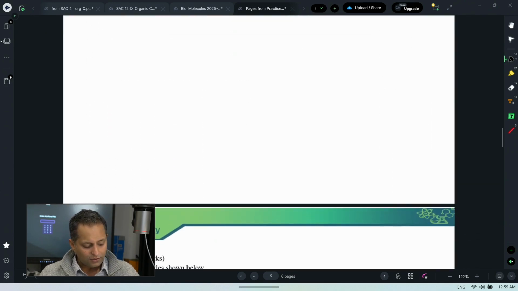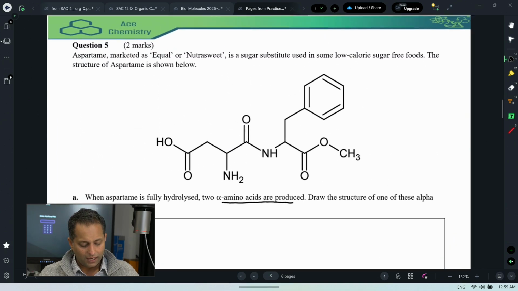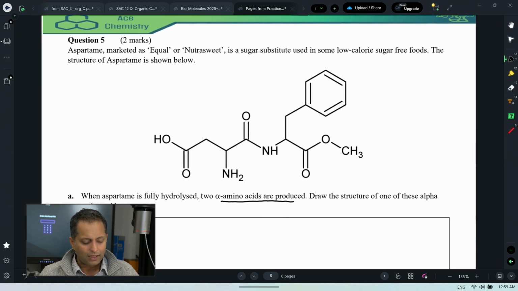Now, in order to do this question, what you need to do is this. They want us to identify the alpha amino acid. In order to identify the alpha amino acid, you need to hydrolyze this molecule. Okay, hydrolysis. What are the parts of this? What are the functional groups that are part of this molecule that can be hydrolyzed?